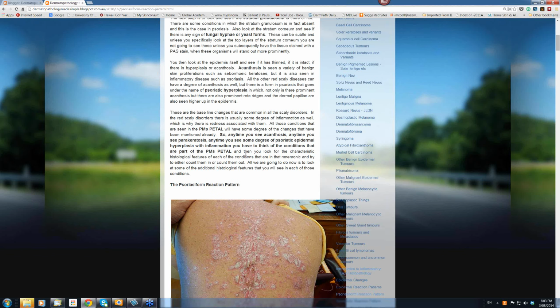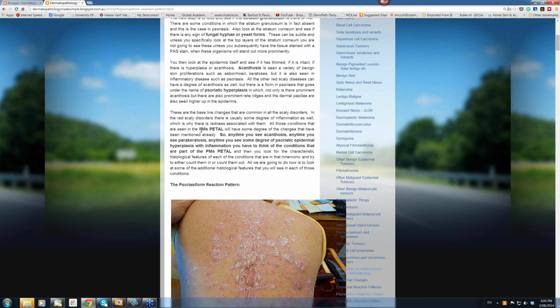So it's time for us to look at some of these conditions. As I've said, all of them will be seen in the PM's petal. P for psoriasis, E for eczema, T for tinea, A for the annular erythemas, particularly erythema annulare centrifugum, L for lupus, lichen planus, lues, syphilis, and occasionally even some light eruptions. So most light eruptions, the problem is going to be in the dermis. You're not going to have a lot of keratin formed.